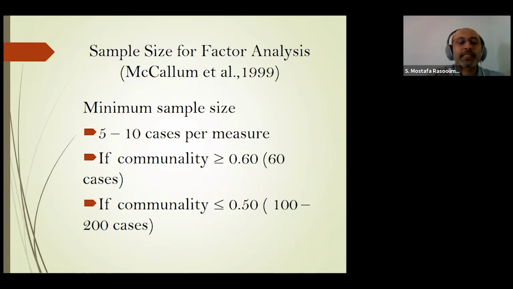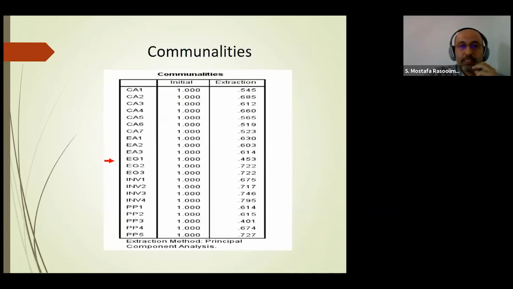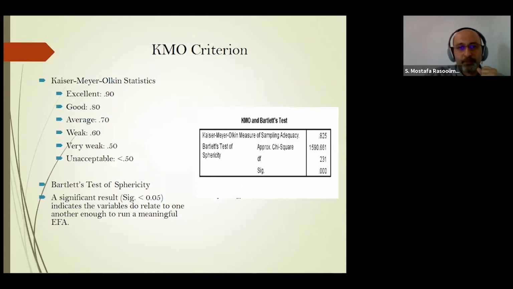So the literature says 60 cases should be enough, but don't trust these values too much. If communality is lower than 0.5, we should go for 100 or 200 cases. But the first one can be more accurate compared to the others. So it depends on the number of cases and the number of items that you have. So this is the minimum sample size to run factor analysis. This is the communality table that we can get from our analysis.